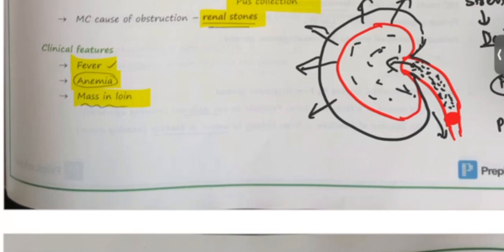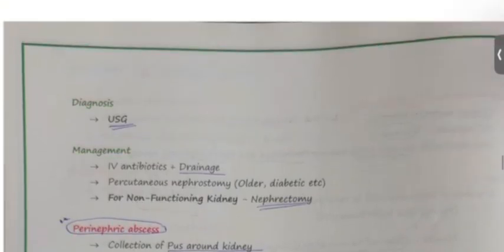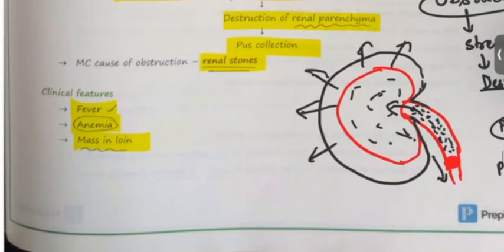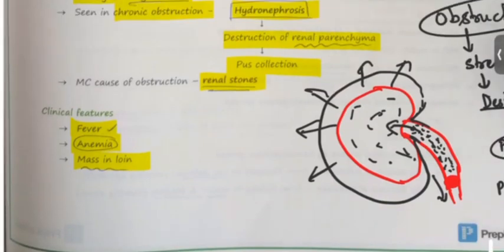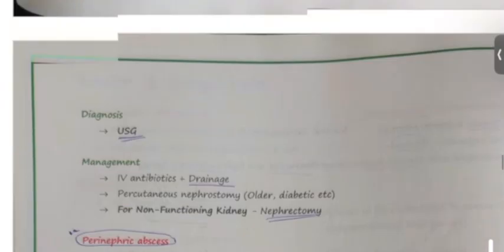And then anemia. Because it is a chronic disease, and in chronic diseases, erythropoietin production happens in the kidneys, so this might be hampered, and because of that, anemia of chronic disease will set in. So these are the clinical features.